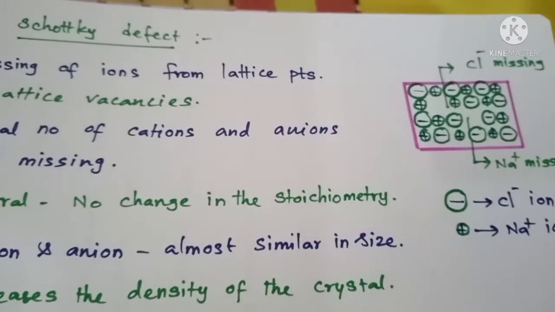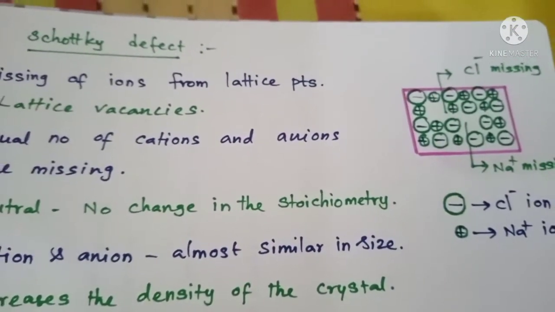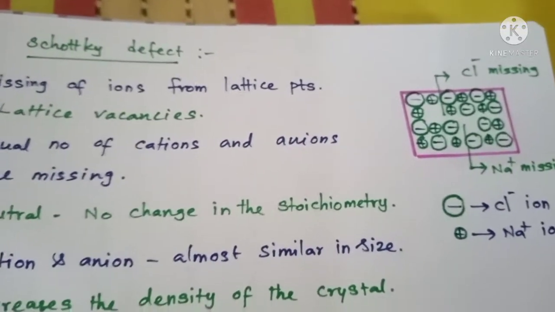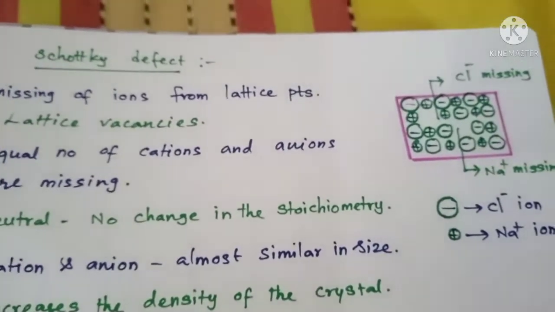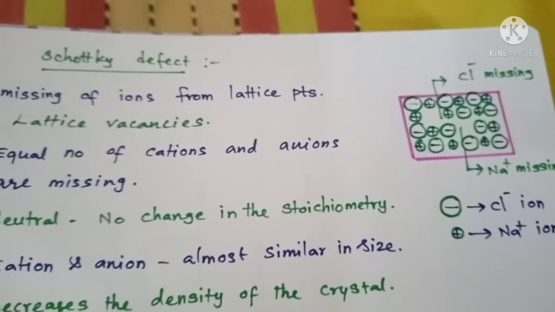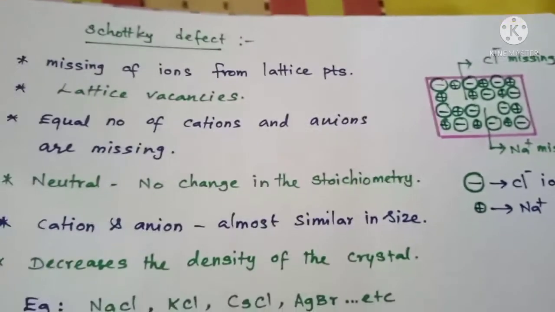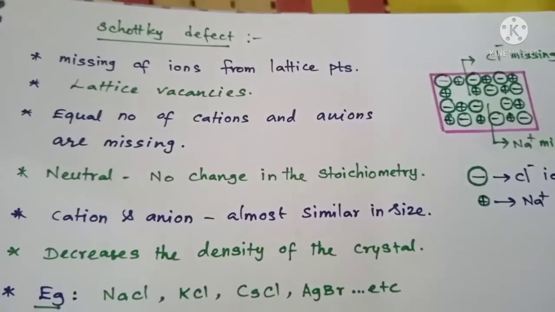Then in the third row, one Na plus ion is missing, isn't it? So here you can see that equal numbers of cations and anions are missing. Okay, that is responsible for the neutrality of the compound. So that's all about the Schottky defect.